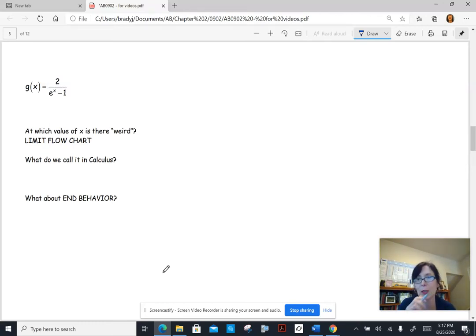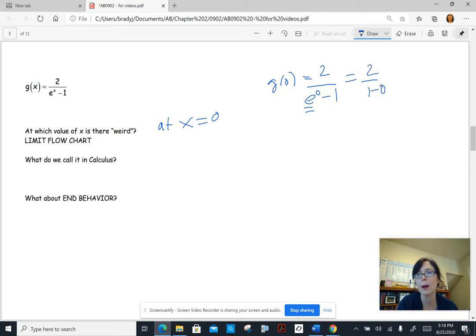Now, sometimes the easiest way to show that something's not continuous is to show that the output doesn't exist here. So we're going to check that weird point at x equals 0. If you do g of 0, it's 2 over e to the 0 minus 1. You really want to know that e to the 0 is 1, so that's 2 over 1 minus 1, which is 2 over 0. So g of 0 does not exist, and that means g is not continuous at x equals 0.